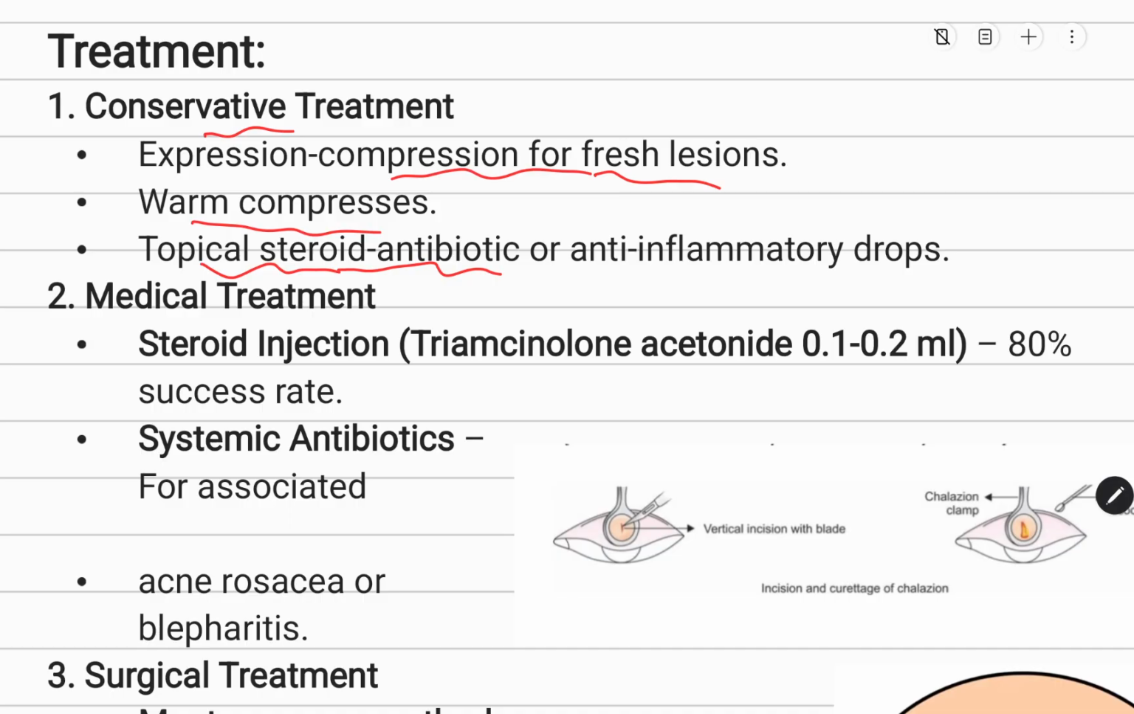In this medical treatment, we basically give steroid injections. So this is the main steroid that we give. It is triamcinolone acetonide, 0.1 to 0.2 ml. This has an 80% success rate. Other is we may use antibiotics if infection occurs.